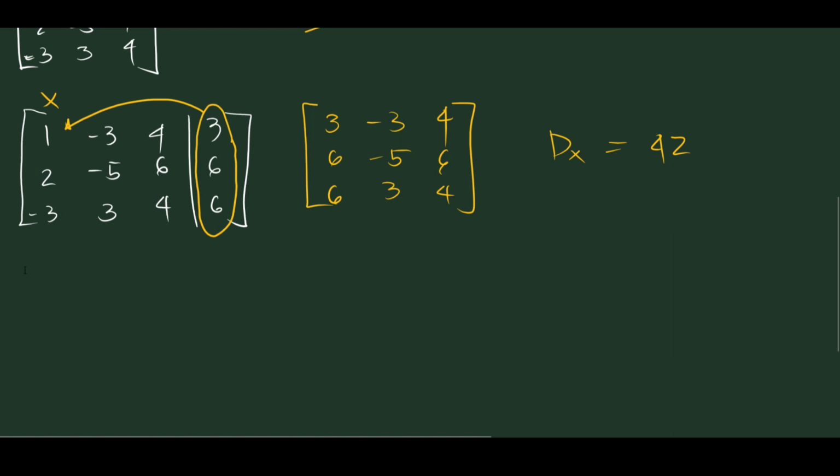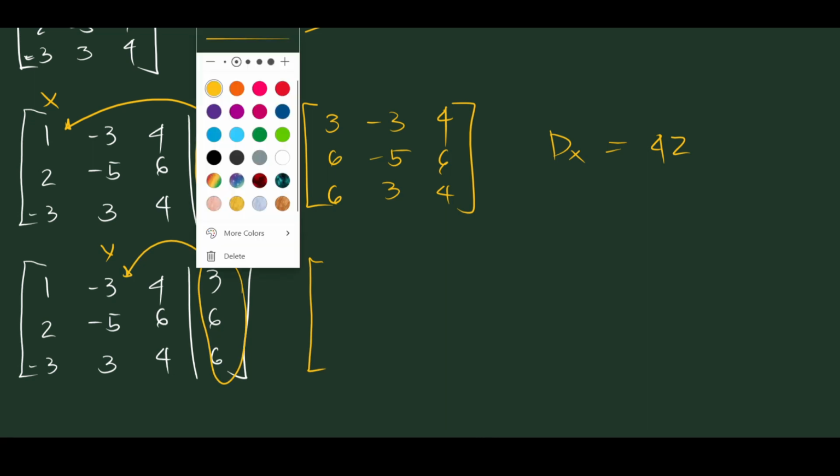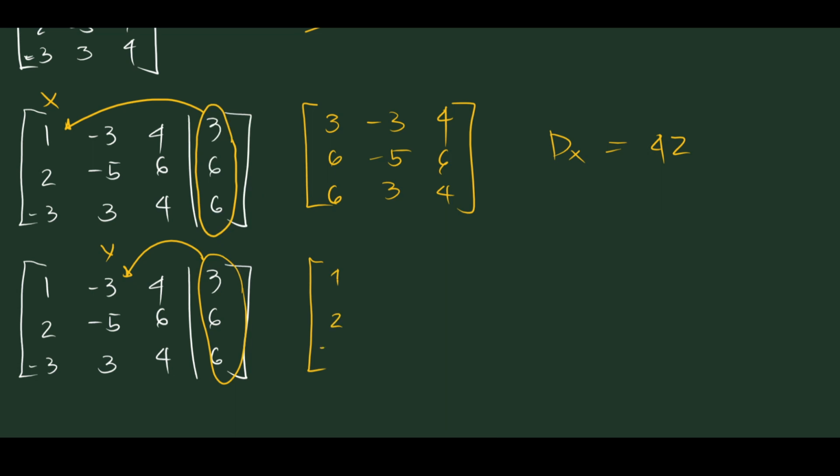So what about for y? Again, this is y, right? So we're going to substitute the constant column here. So we have here 1, 2, -3, and then we have 3, 6, 6, and then 4, 6, and 4. If you find the determinant for that, it is equal to 30.